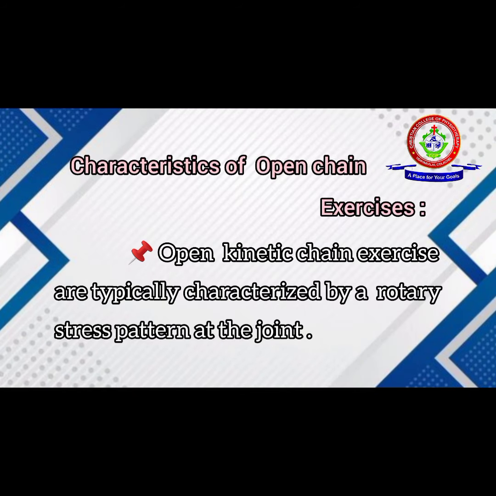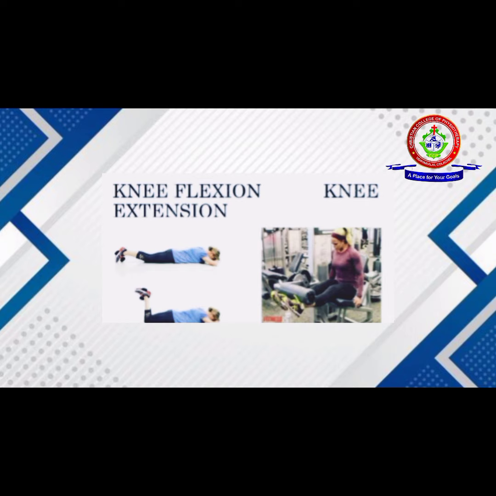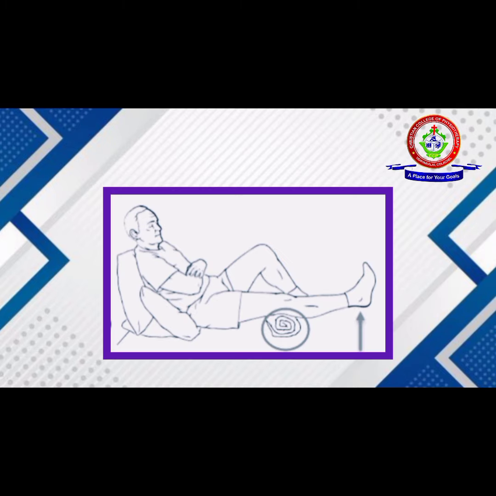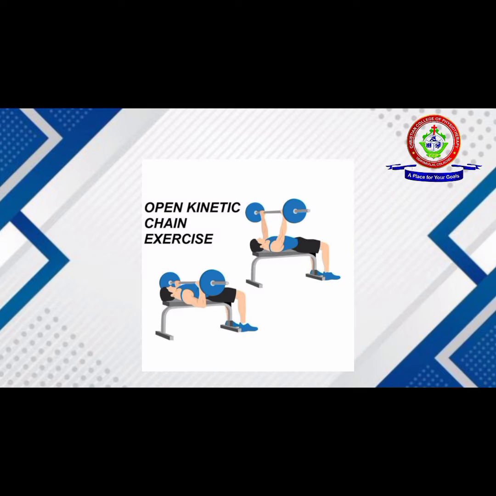Open kinetic chain exercises are typically characterized by a rotary stress pattern at the joint. For example, when doing a seated knee extension, the primary stress to the joint is the rotation of the distal tibia on the proximal femur, even though other accessory movements like rolling and translation occur. Open kinematic chain movements occur in one primary axis. During the seated knee extension exercise, the motion primarily occurs in the sagittal plane.